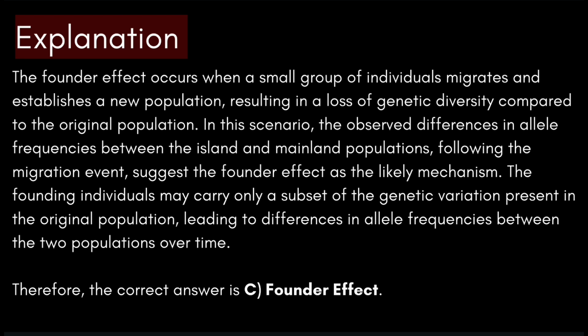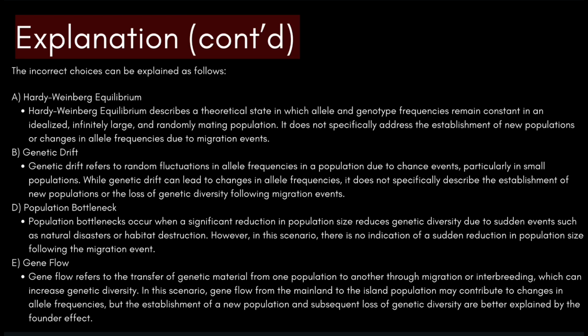Let's see why the wrong answers are wrong. Hardy-Weinberg Equilibrium describes a theoretical state in which allele and genotype frequencies remain constant in an idealized, infinitely large, and randomly mating population. It does not specifically address the establishment of new populations or changes in allele frequencies due to migration events. Genetic drift refers to random fluctuations in allele frequencies in the population due to chance events, particularly in small populations. While genetic drift can lead to changes in allele frequencies, it does not specifically describe the establishment of new populations or the loss of genetic diversity following migration events.